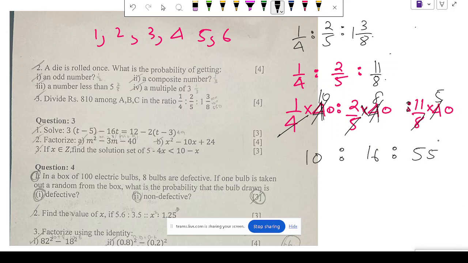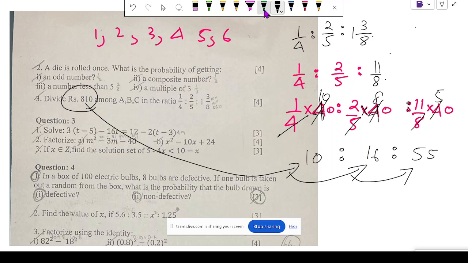55. So these are the three ratios. We took LCM to reduce the denominator so that we have only the numerators, right? Yes, sir. So this 810 is split for A, B, C in what ratio? 10 is to 16 is to 55. Okay, let me check.